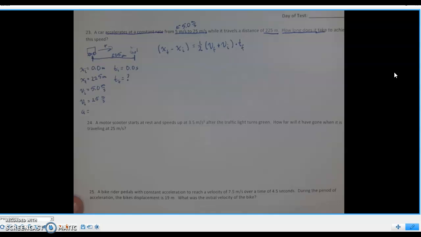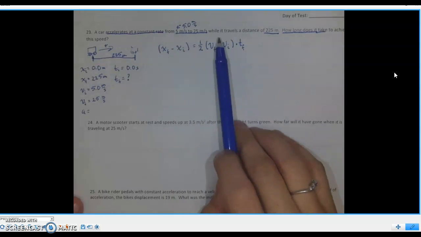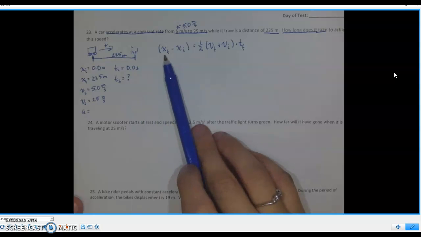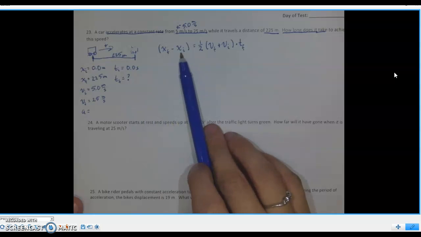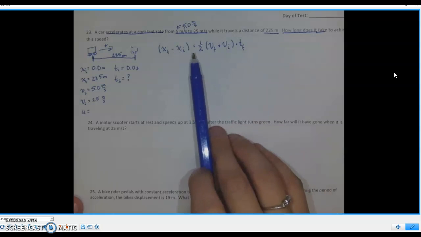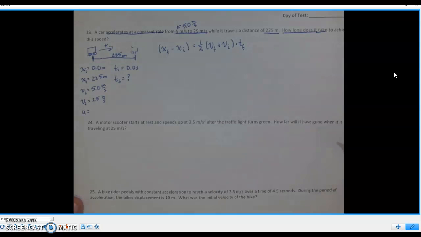All right, here's my equation. I'm going to check it one more time. I need to know everything except for what I'm solving for, my unknown. I know this, I know this, I know this, I know this, and that's my unknown. So I know that this is an equation that I can use to get a correct final answer.